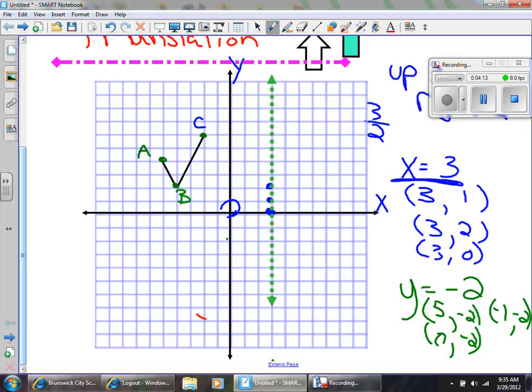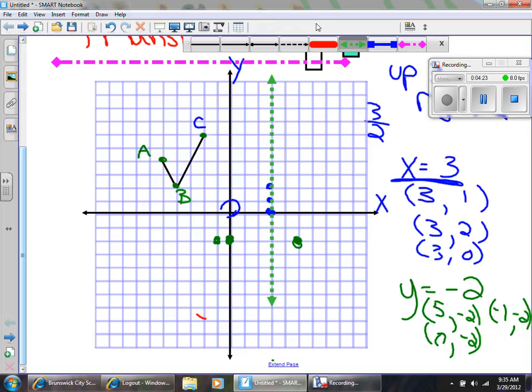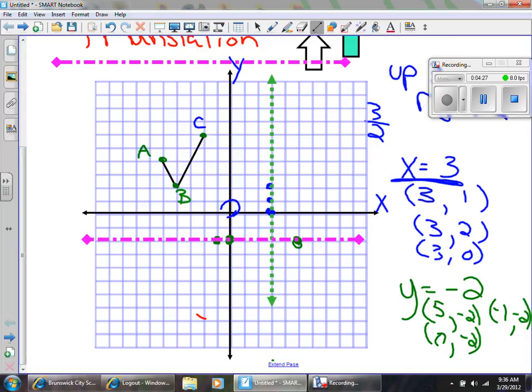0, -2 would be right here. 5, -2, 1, 2, 3, 4, 5, 1, 2, right there. And then -1, -2 would be right there, right? And so I would go like this. Okay. And then I would just count the distance to that mirror.